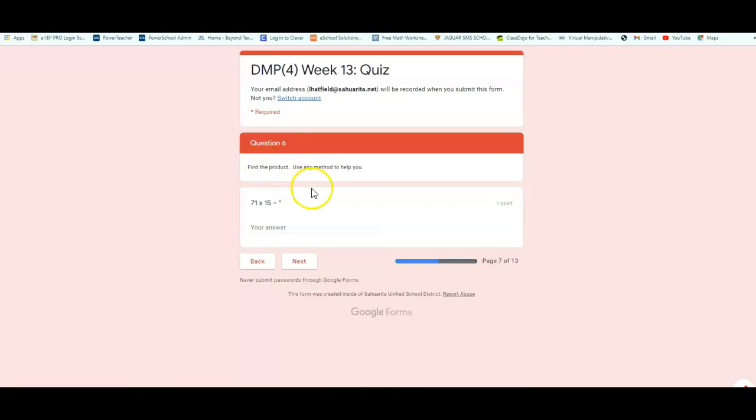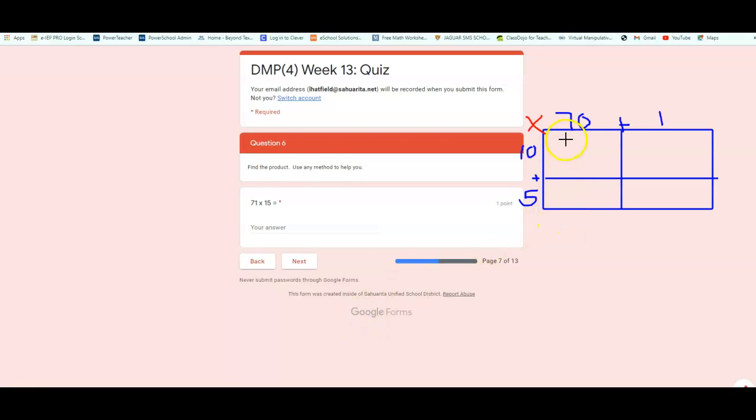Question 6. Find the product. Use any method to help you. So if you wanted to, you could use the area model to help you solve. You could also use the standard algorithm or the partial products. Just be careful with your place value anytime you're adding the partial products.